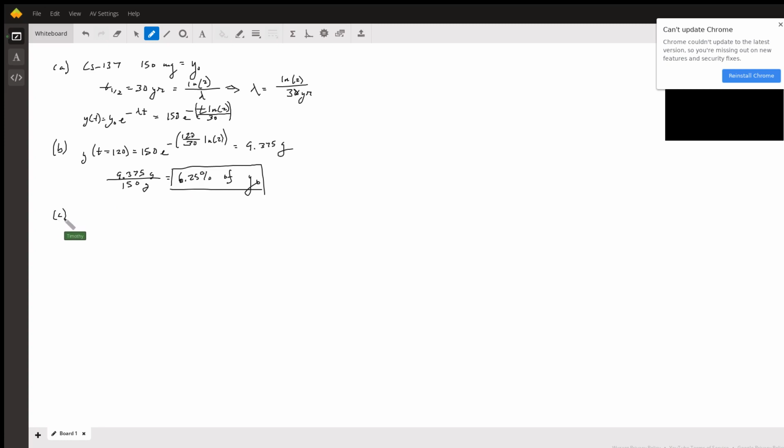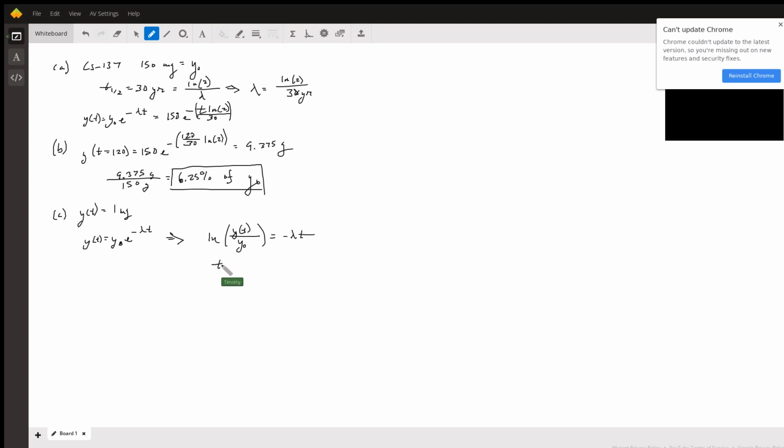Okay. For part C, we have, how long will it take for 1 milligram to remain? So it's basically saying y of t, y after some time will be 1 milligram. Okay, so what we do is we can go ahead and say, all right, well, we have our equation, which is y of t is equal to y naught e to the negative lambda t. So this will become ln of y of t over y naught is equal to negative lambda t after a simple algebraic operation.